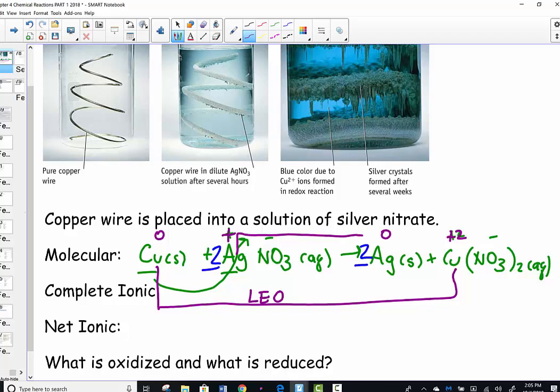Silver went from a +1 to a 0. It's becoming more negative on the number line. There is your reduction half reaction. Silver nitrate is the oxidizing agent. Notice how I'm using the entire reactant to call an agent. So copper, since it was oxidized, it's called a reducing agent. Since silver nitrate was reduced, it's called the oxidizing agent.